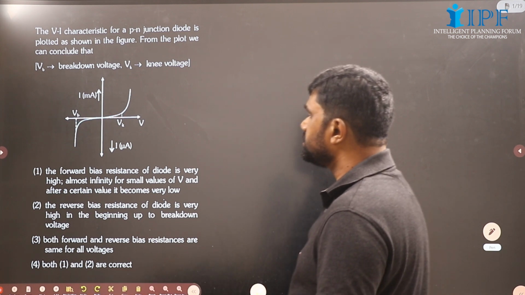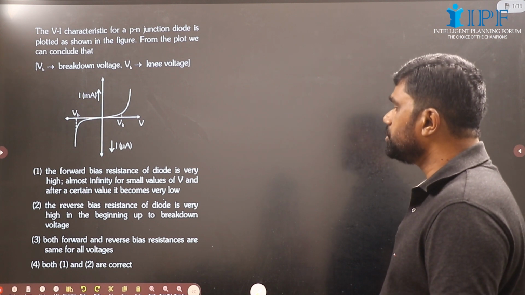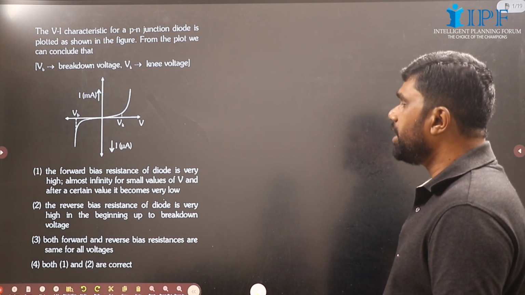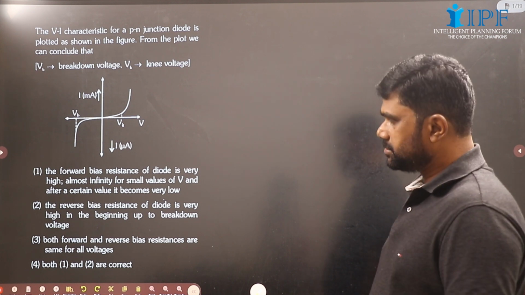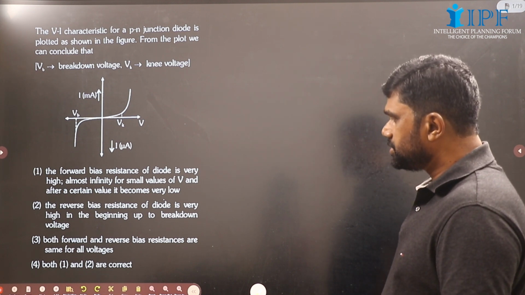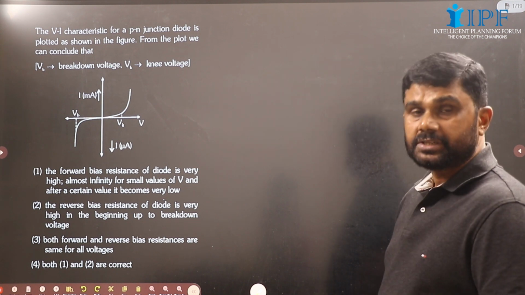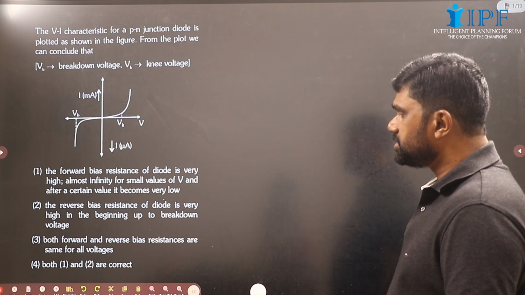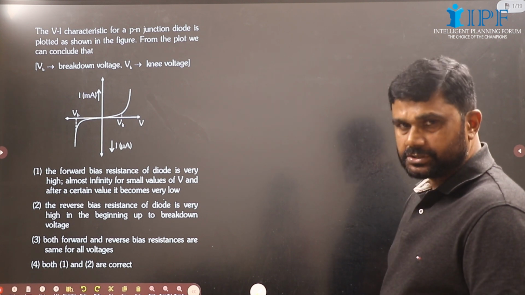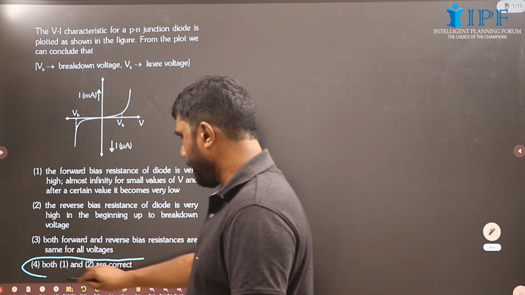The forward bias resistance of a diode is very high, almost infinity for small values of V, and after a certain value it becomes very low. That is correct. The reverse bias resistance of a diode is very high in the beginning up to breakdown voltage. That is also correct. Both forward and reverse bias resistances are same for all voltages. That is wrong. Both 1 and 2 are correct, will be fine.